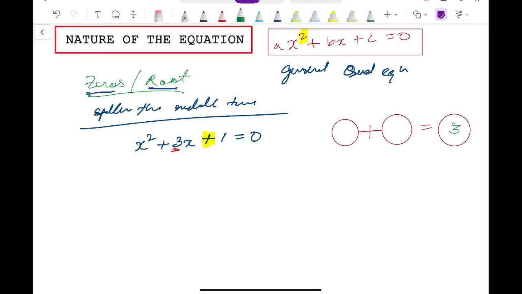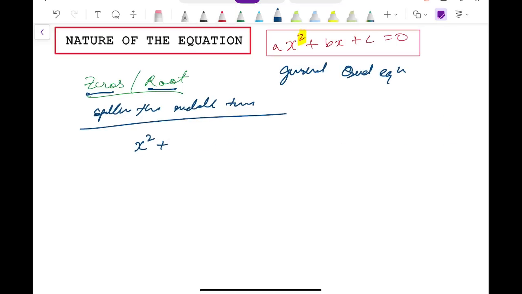Two numbers added. Let me reframe the question: x squared plus 2x plus 1 is equal to 0. Let us do it like this, a simple one.